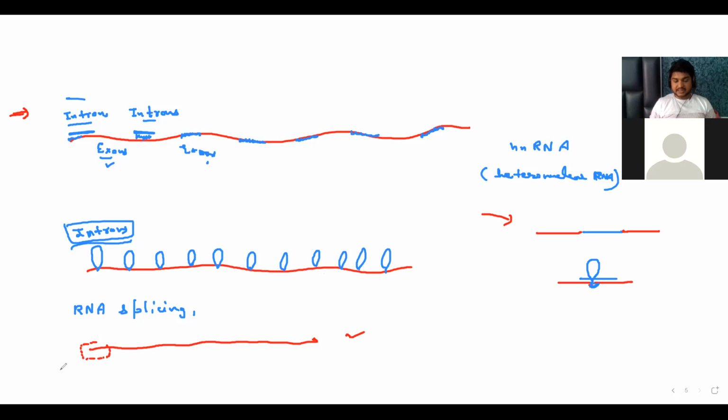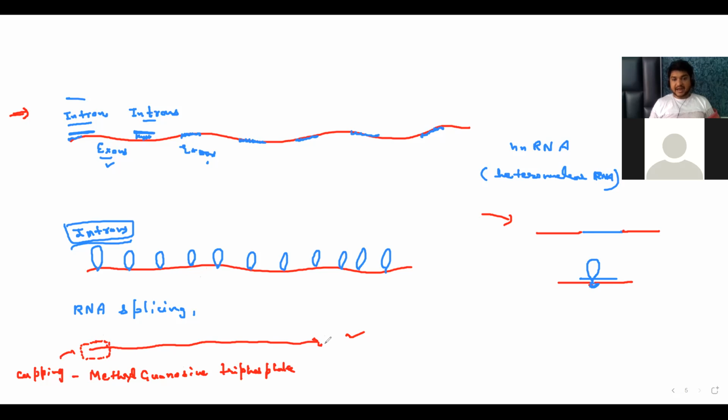This process is known as capping. In capping, we add a molecule called methyl guanosine triphosphate. Whenever some changes are going to happen, these are the stability factors, you can say: methyl guanosine triphosphate. These are the capping.